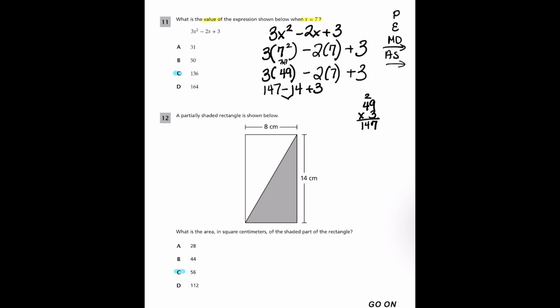147 minus 14 is 133, plus 3 gives me 136, which is our answer here. Let's go to the next one.